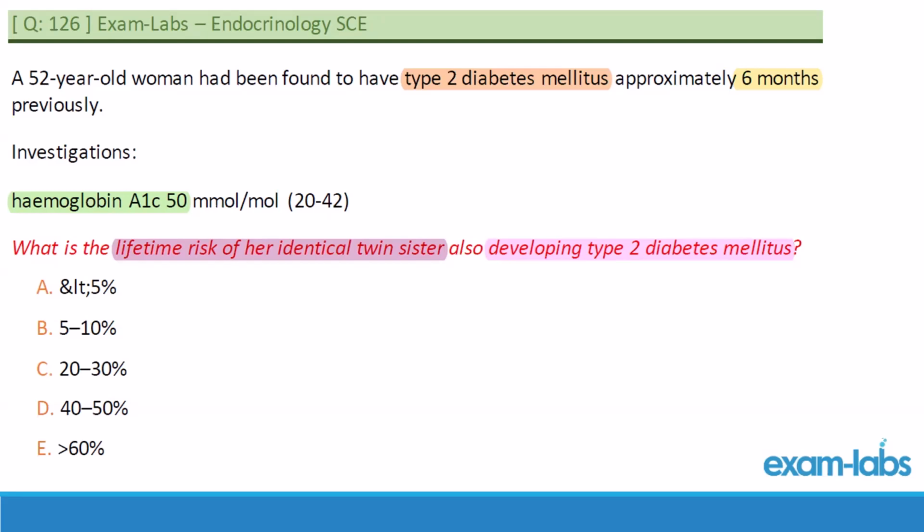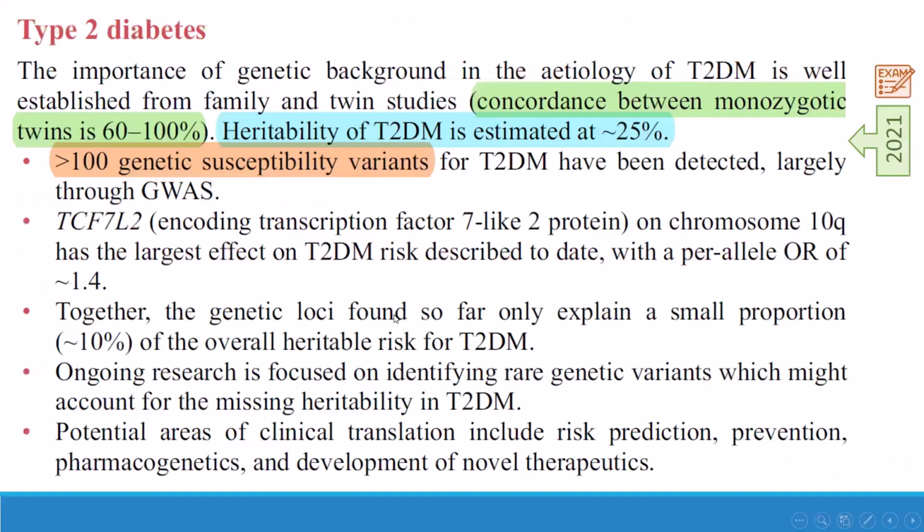What is the lifetime risk of an identical twin sister also developing type 2 diabetes mellitus? As I mentioned, it is more than 60%. It is 60 to 100%. Yes, you are right. So as I mentioned, for type 2 diabetes mellitus, concordance between monozygotic twins is 60 to 100%. And of course, if the mother or father has type 2 diabetes mellitus, the risk is 25%.